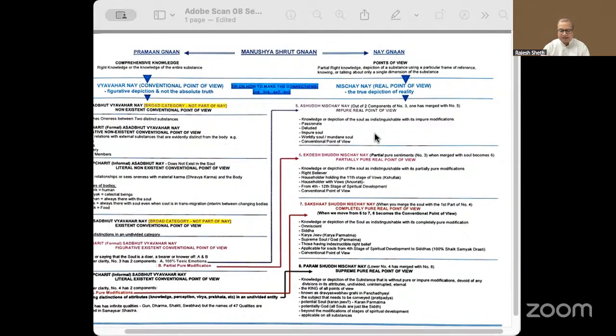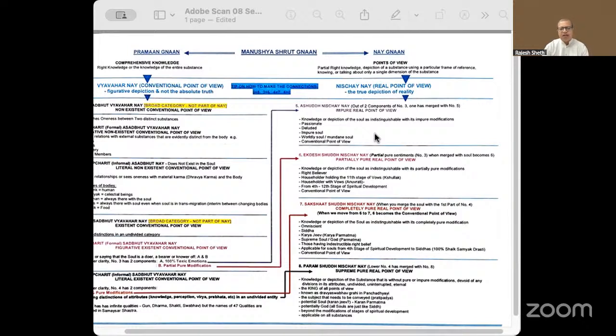So 1 to 12 stage will be a part of this number 5. When we move on to number 6, you tell me from which stage to which stage, okay? But still the last 2 points of number 5. The weightage of truth is more than the conventional point of view, but less than the next point of view, that is number 6, okay?